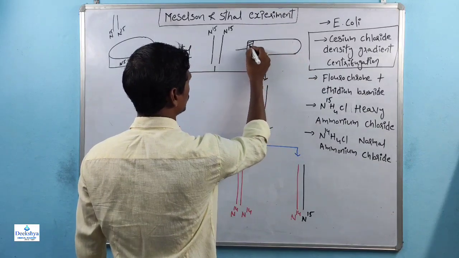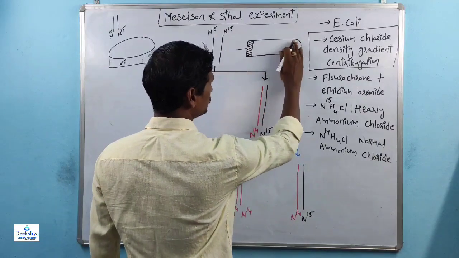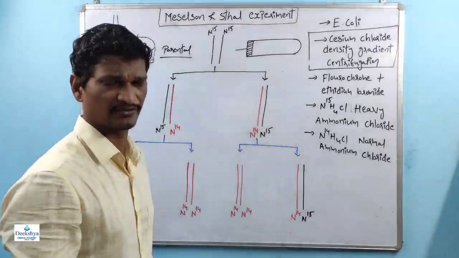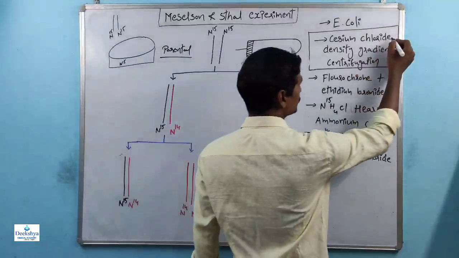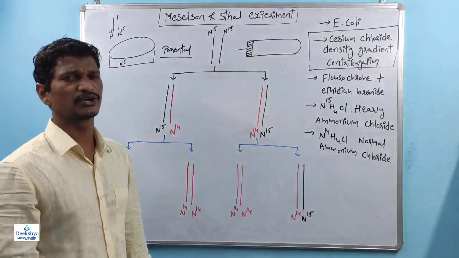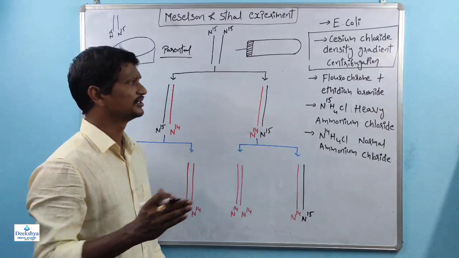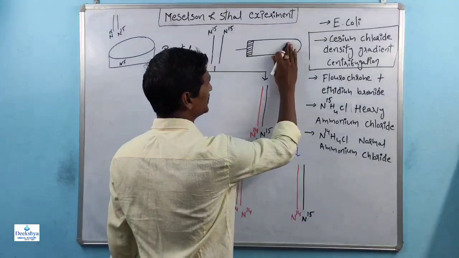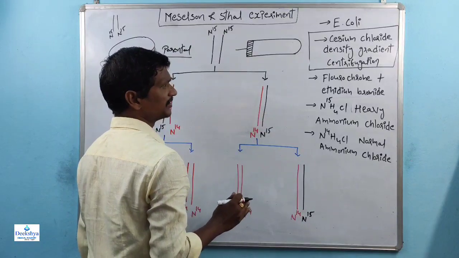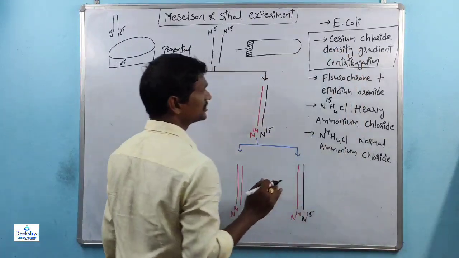This is the top part of the test tube. Inside the test tube, many layer-like structures are formed by the usage of cesium chloride. Cesium chloride is utilized for the preparation of density gradients. Inside the test tube, a density gradient is prepared by the usage of cesium chloride.